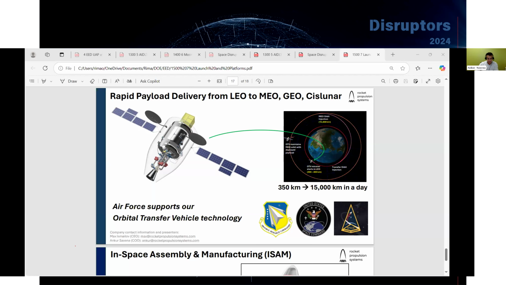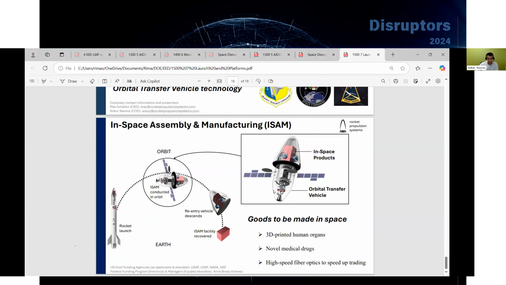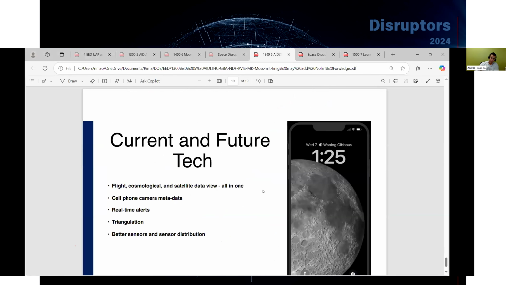We can move on to the next slide, and I'll talk a little bit more about the ISAM, the in-space assembly and manufacturing capabilities that we would like to support. So this orbital transfer vehicle will be one part.